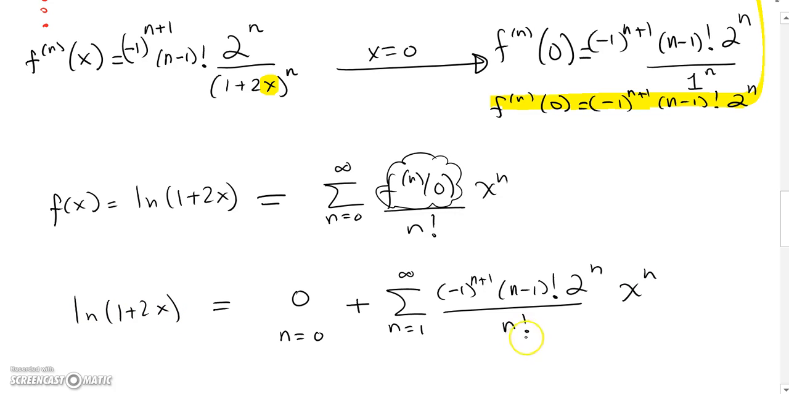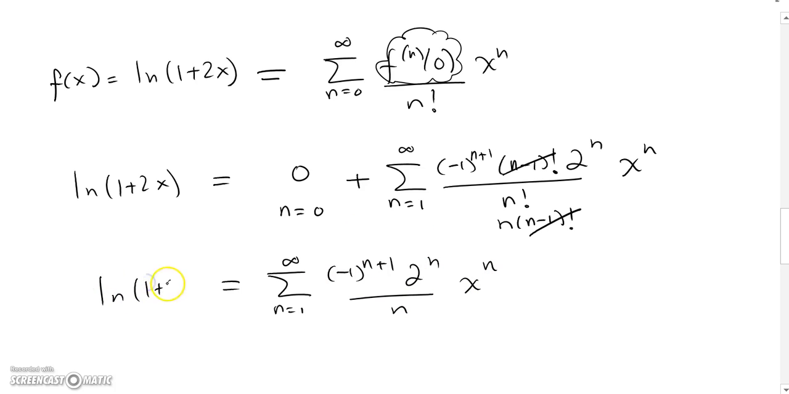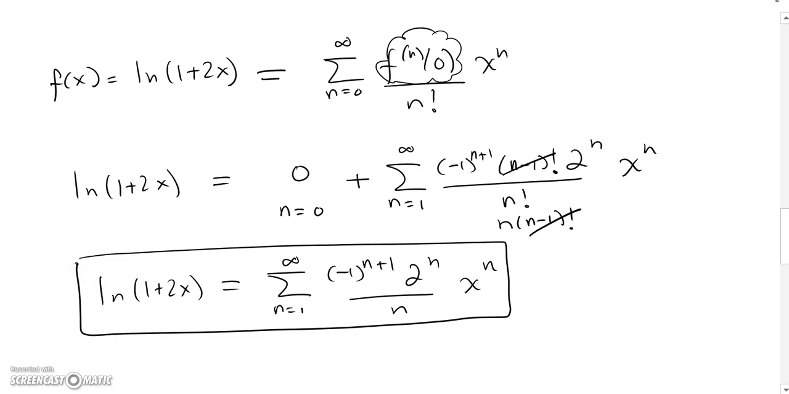But we could do a little simplification here. This is just n times n minus 1 factorial, so all of this guy and all of this guy go away, and we end up with the sum from n starting at 1 to infinity of -1 to the n plus 1, 2 to the n over n are the coefficients, x to the n as our power series. So that's the Maclaurin series for ln of 1 plus 2x.